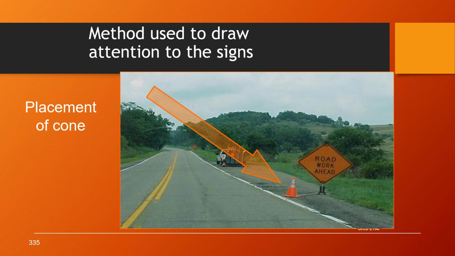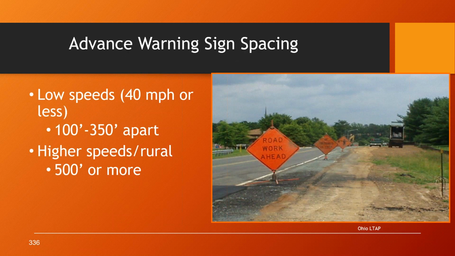Another little trick to be visible for the signs is to place one of your best tones beside that sign to draw attention to that sign. So here's a picture of what the advanced warning sign series would look like in a low speed situation. Those signs are about 100 feet apart.